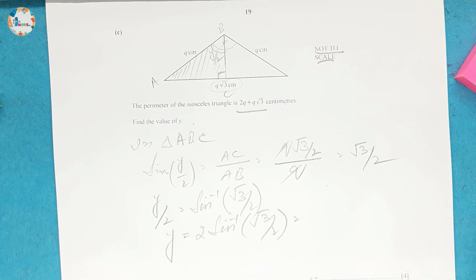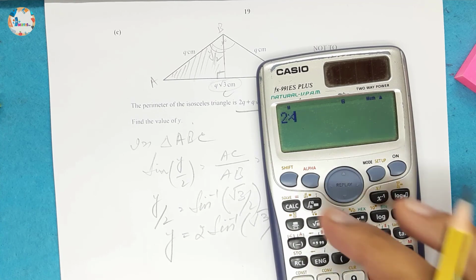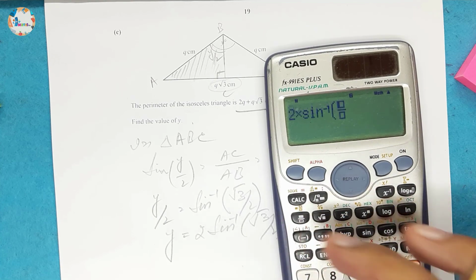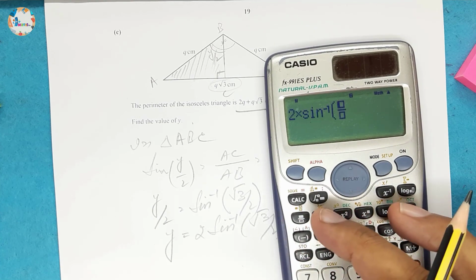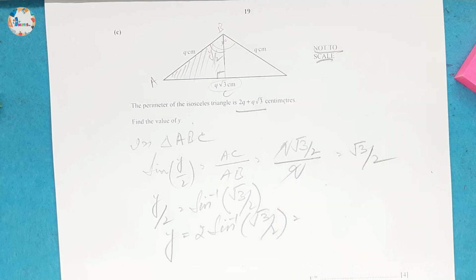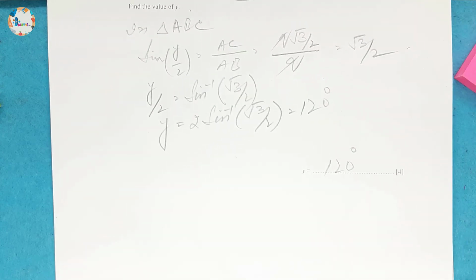We can calculate this: 2 into inverse sine of root 3 over 2, close bracket, and this will be equal to 120. So 120 degrees. We are done with the paper. Hopefully you understood each and everything.